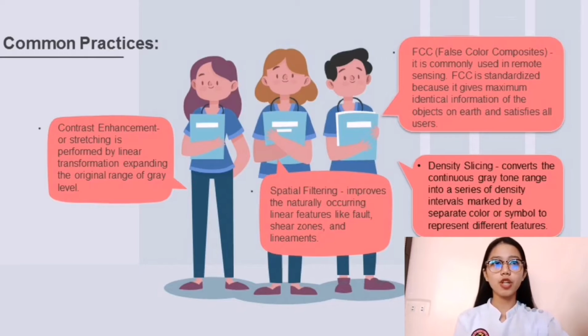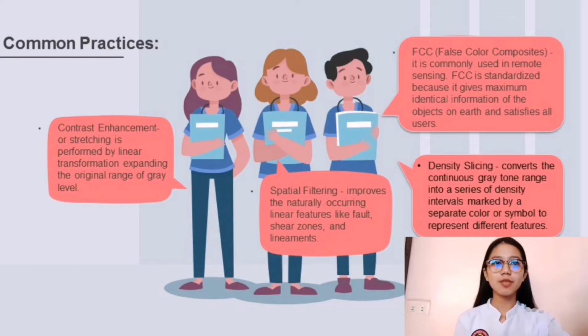FCC or false color composites. It is commonly used in remote sensing. Remote sensing provides information about objects at or near the surface of the Earth and atmosphere based on radiation reflected or emitted from those objects.